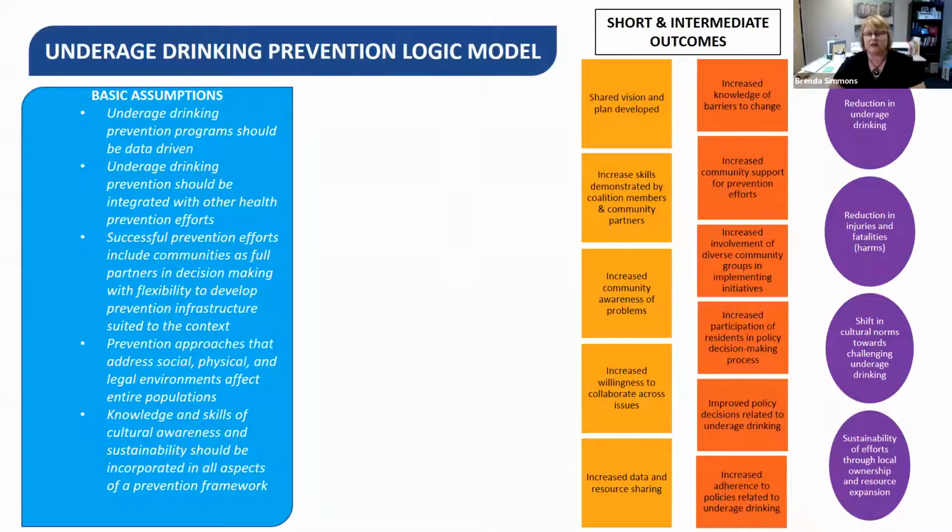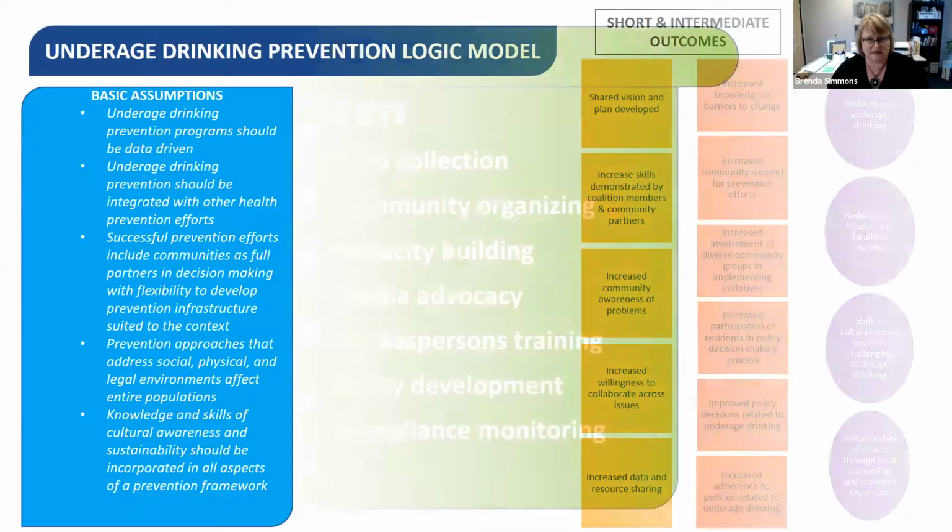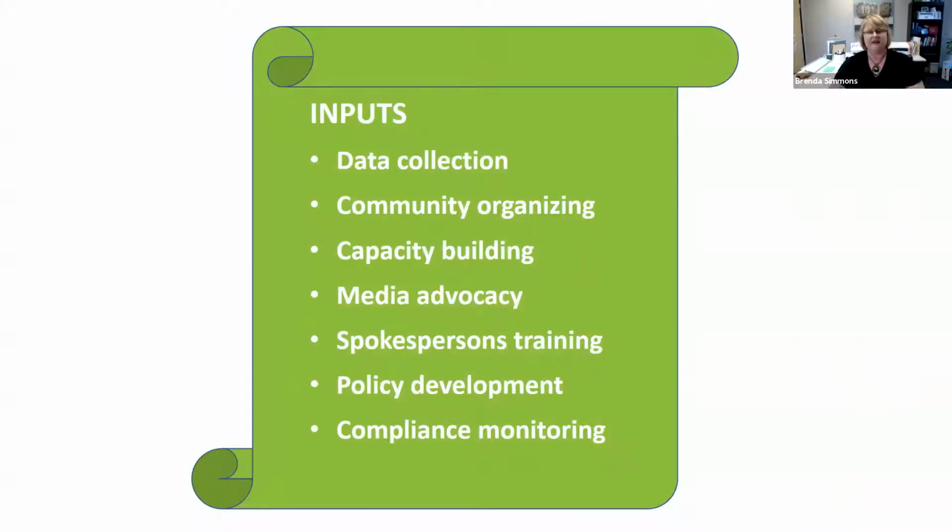So you can see where the short and intermediate outcomes fit into the logic model. And the next slide is the inputs. Inputs are things like data collection. Now that you know what you're trying to achieve, not only your short and intermediate outcomes, but your long-term outcomes, you know what baseline data to collect and what data to collect throughout the life of the project. You know what your plan is, and you're able to collect data to inform the project as you implement that plan.